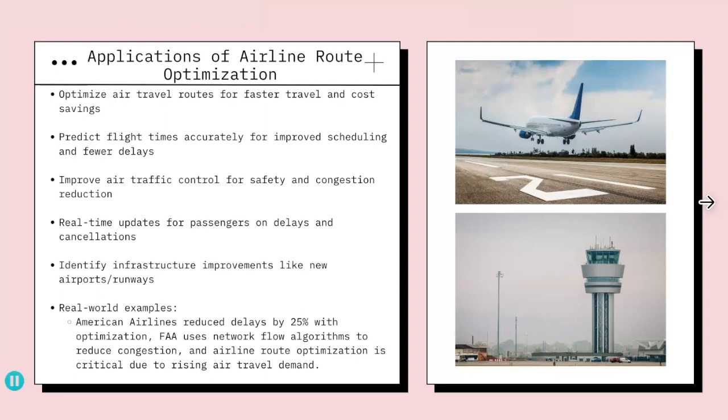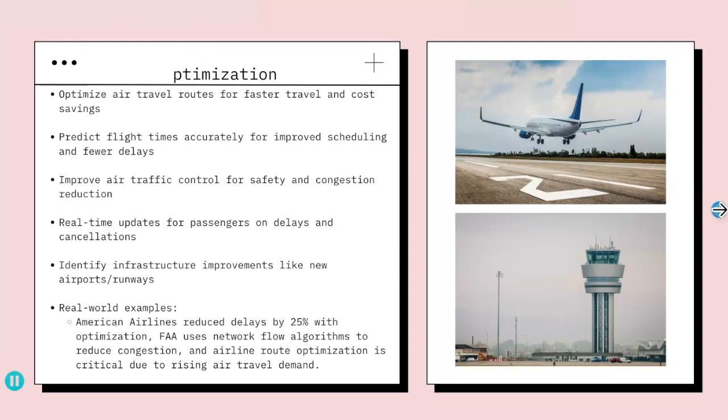Examples of real world applications would also include when American Airlines used a similar optimization approach to improve its scheduling system and reduce delays by 25%. Another example would be the Federal Aviation Administration, the FAA, which uses network flow algorithms to manage air traffic and reduce congestion at major airports, like the airport of Atlanta itself. With the increasing demand of air travel, airline route optimization has become an essential area of research in the aviation industry, especially when it is so costly.